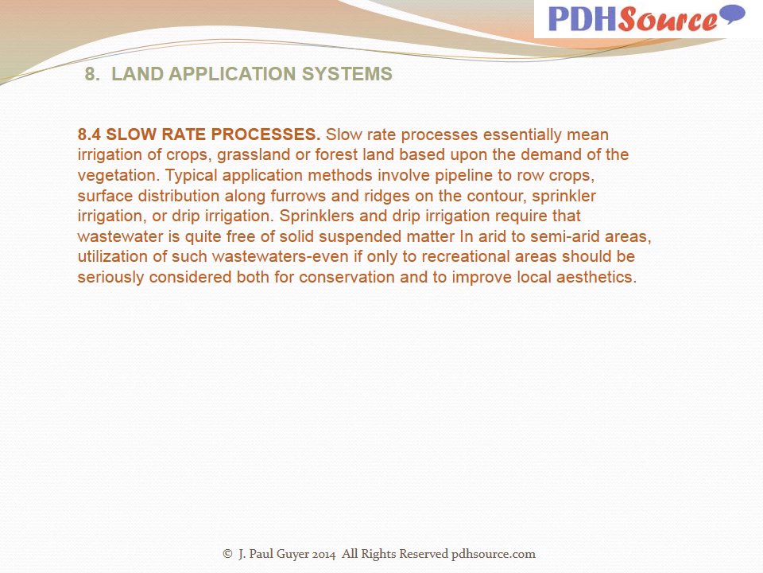Slow rate processes essentially mean irrigation of crops, grassland, or forest land based upon the demand of the vegetation. Typical application methods involve pipeline to row crops, surface distribution along furrows and ridges on the contour, sprinkler irrigation, or drip irrigation. Sprinklers and drip irrigation require that wastewater is quite free of suspended solid matter. In arid to semi-arid areas, utilization of such wastewaters, even if only to recreational areas, should be seriously considered both for conservation and to improve local aesthetics.